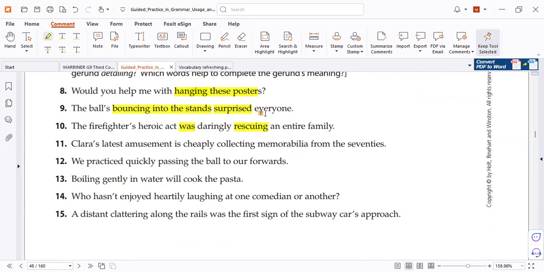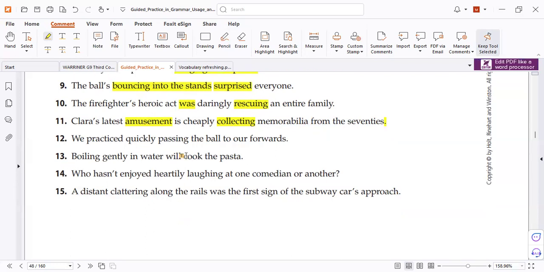Let's try. Where is the subject? Amusement. And what is the amusement? Collecting. So collecting is the beginning of the phrase. So collecting describes the amusement. That is the point.